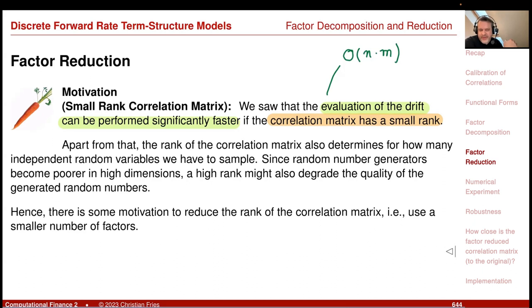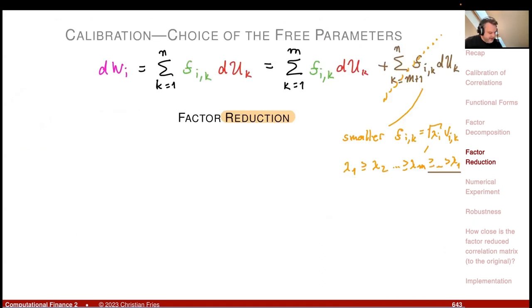But there are also other arguments. Apart from that, the rank of the correlation matrix also determines how many independent random variables we have to sample. You see that there are only m different increments dU. So the vector u that I need to sample has length m instead of length n. So the length of the vector for which I have to sample random numbers is much shorter. These are the independent increments. It is the number of independent dimensions, the dimension of my random vector. So you have a lower dimensional random vector to sample.